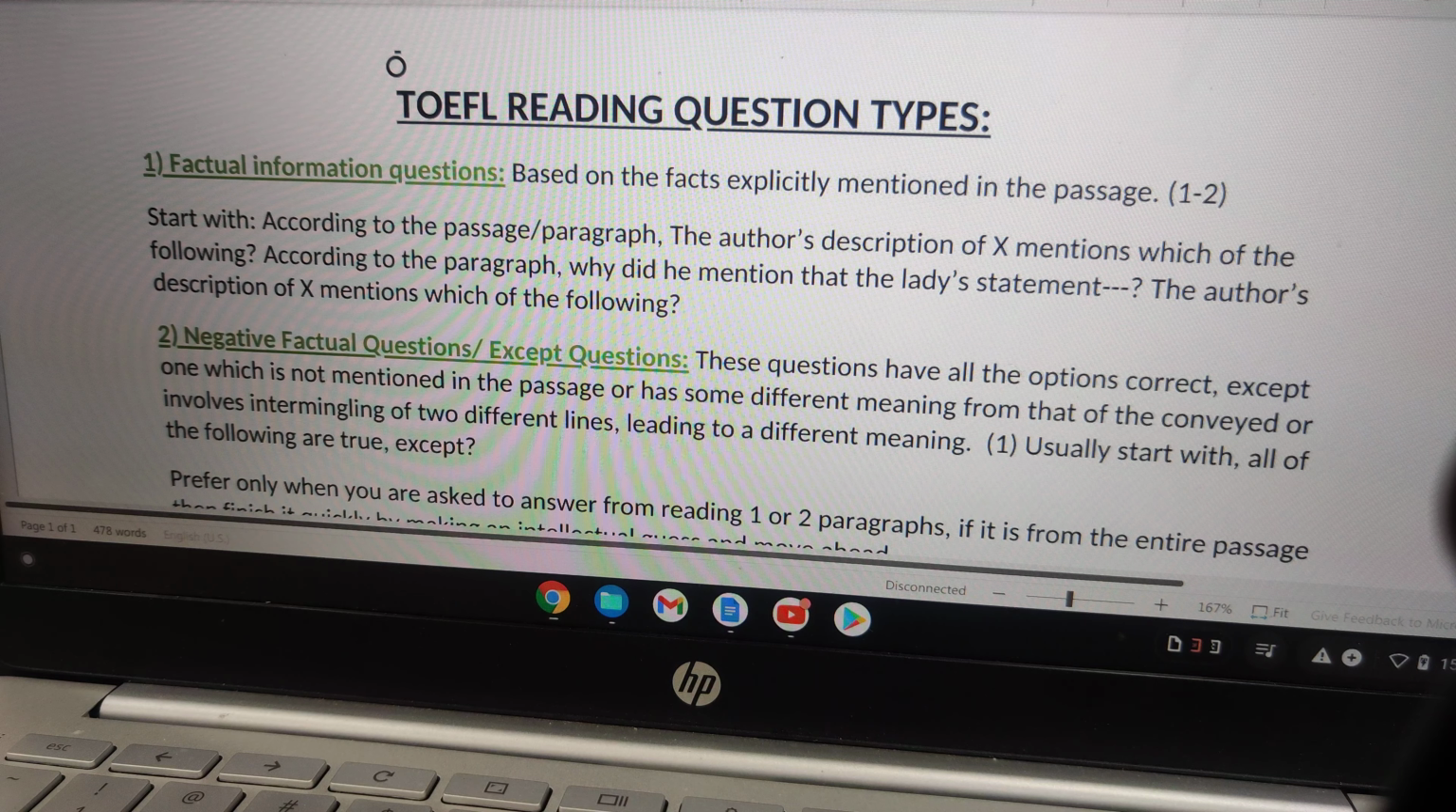Coming to the second question type, that is negative factual question or except question. Now, what are these questions? These are the facts. Out of all 4 facts, 3 are mentioned clearly in the options. However, the 4th fact which will be mentioned in the options would not be correct.